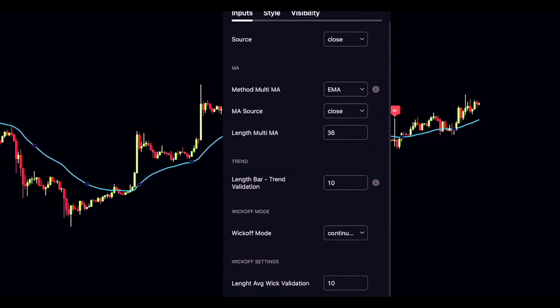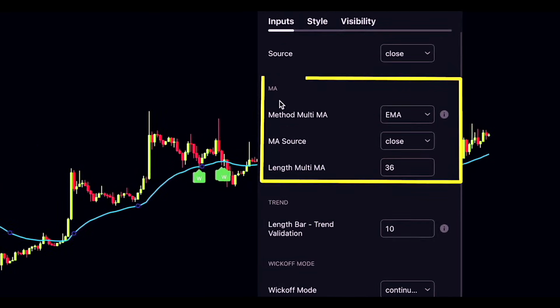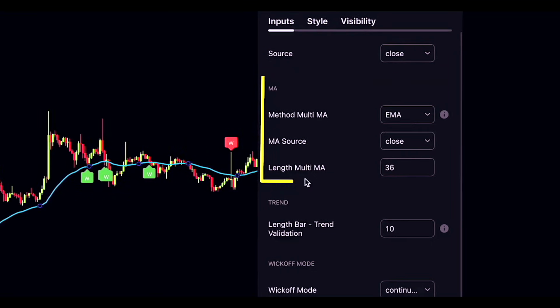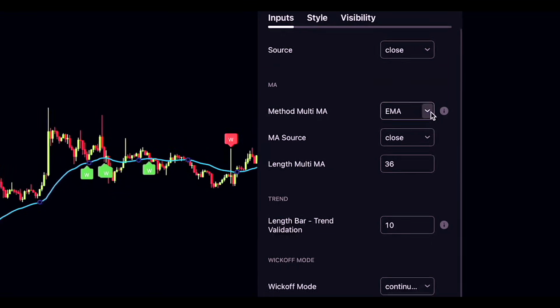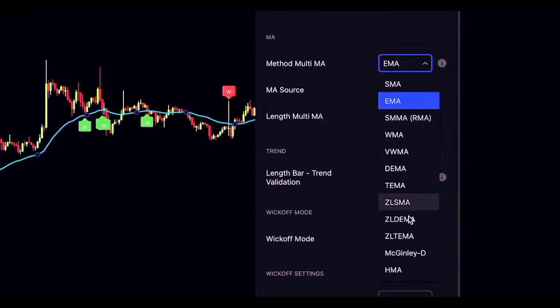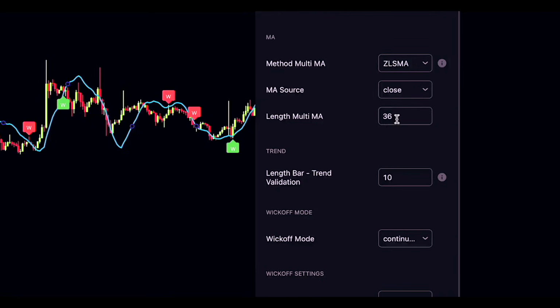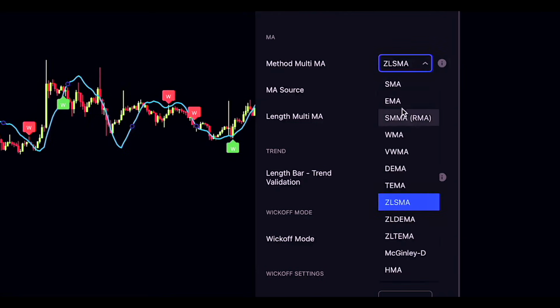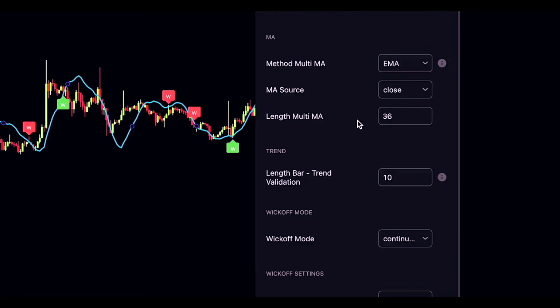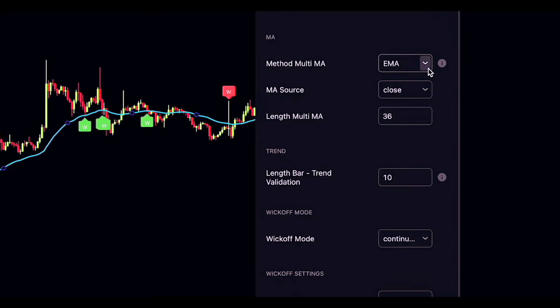Inside the input section, you'll see 4 customization blocks. The first block controls moving average settings. You can choose the type of moving average, the source, and the length. There are up to 12 different moving averages available, each with its own calculation method. Personally, I like using the exponential moving average, but feel free to experiment.